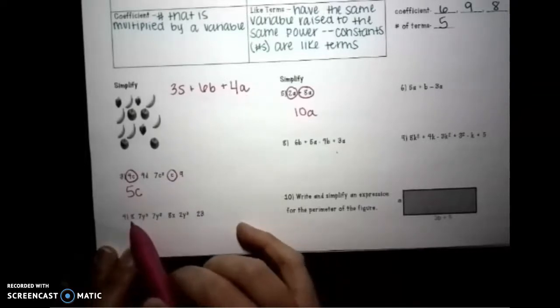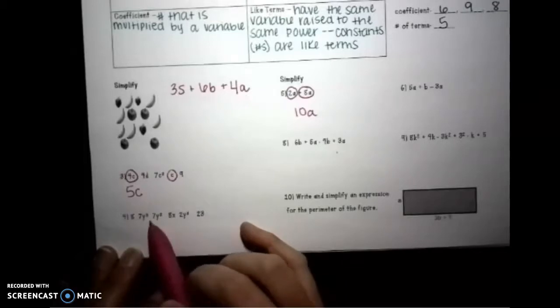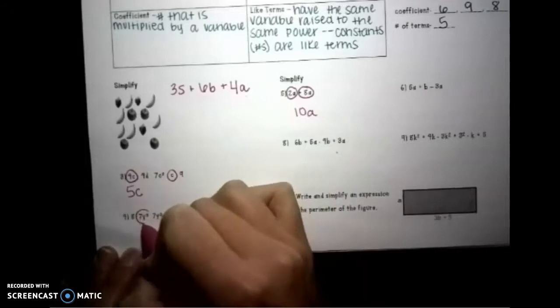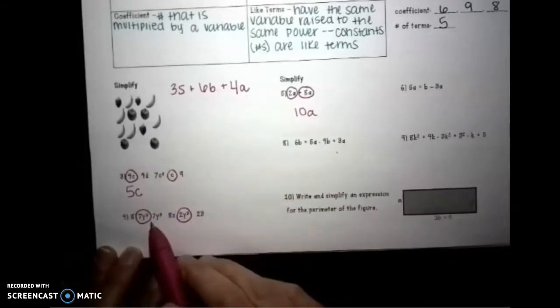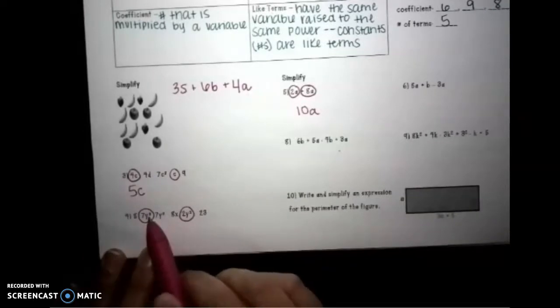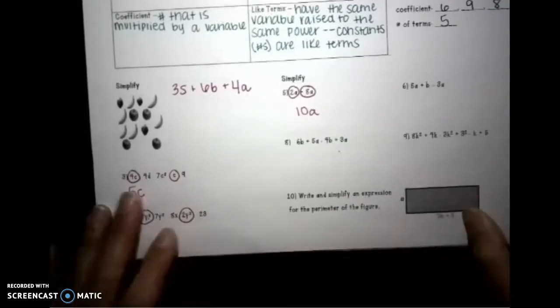Okay, so do I have anything that's similar? I see that I have a y cubed here and a y cubed here. I cannot include my 7y squared because it's different. It doesn't look exactly like my y cubed. All right, now let's come back up.